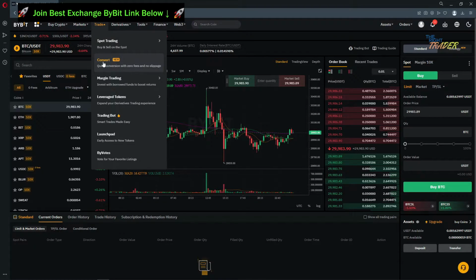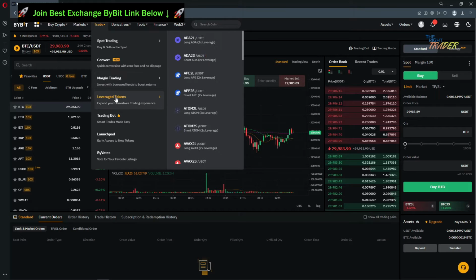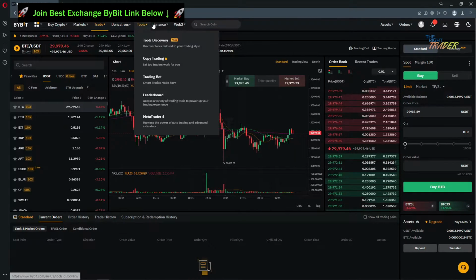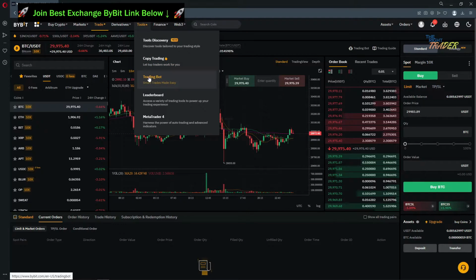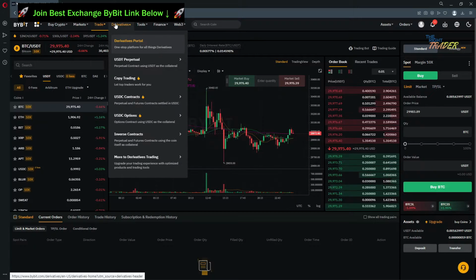Other than that, they have quick crypto conversions. They have margin trading, leverage tokens. They even have trading bots. They also have copy trading bots, so you can copy the trades of other traders on the platform, which is something that's quite new. Right here you can see that copy trading, and that seems to be quite popular. I've heard good stuff about that.